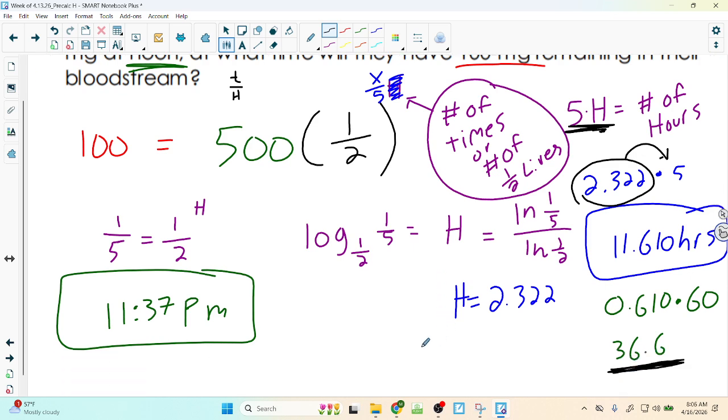Take too much Tylenol, 0.4 of a minute too early. You know what I'm saying? It kind of seems silly, but we're going to go ahead and make sure we wait till that whole minute passes, and then 11:37 p.m. is our good time.